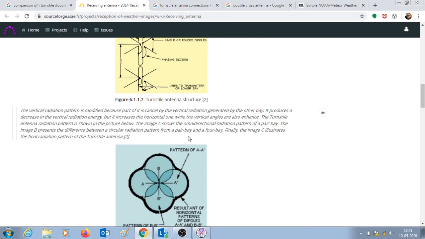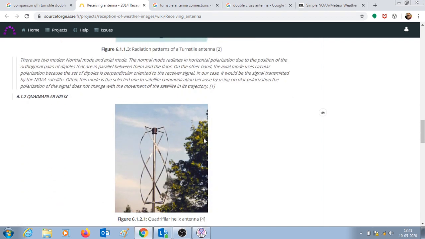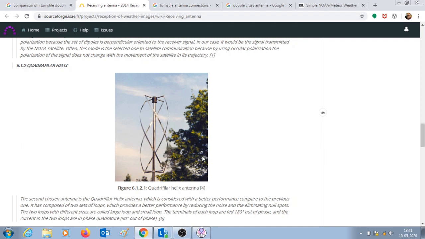The second one is the most popular one actually, and the most effective way of receiving weather satellite images is the QFH antenna, also known as the quadrifilar helix antenna. You can see the construction. At first, for someone who is a beginner like me, it could be intimidating to look at this antenna, and it could be difficult to DIY it.